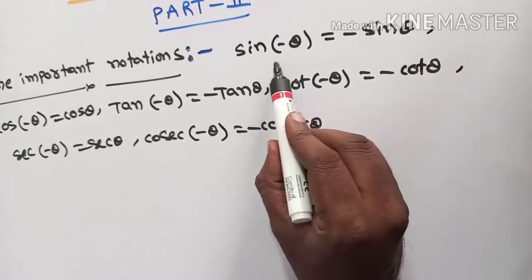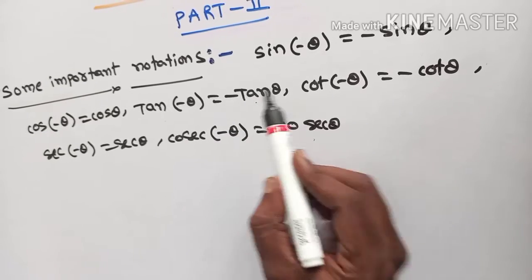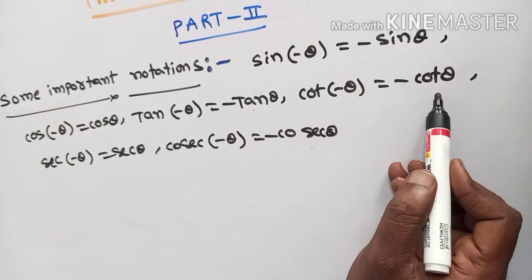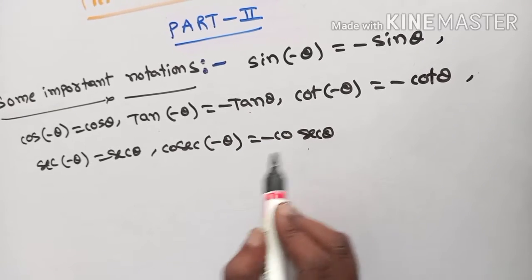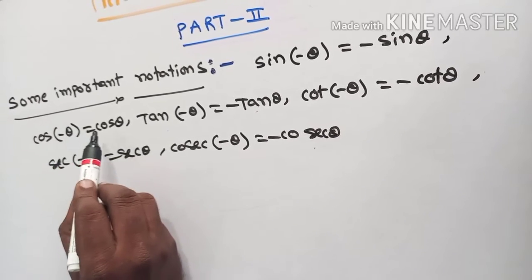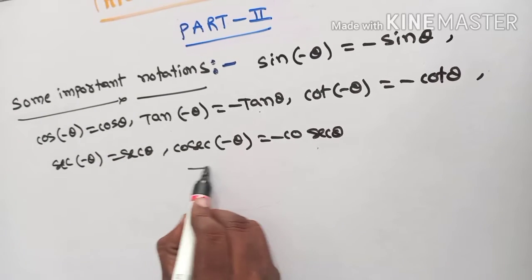Remaining all are negative. Sin minus theta is equal to minus sin theta. Tan minus theta is equal to minus tan theta. Cot minus theta is equal to minus cot theta. Cosec minus theta is equal to minus cosec theta. Here cos minus theta is equal to cos theta. Sec minus theta is only sec theta. That's enough.